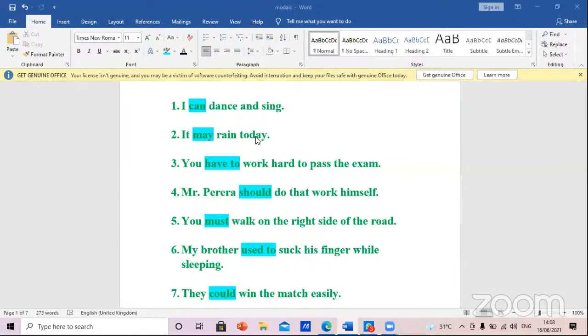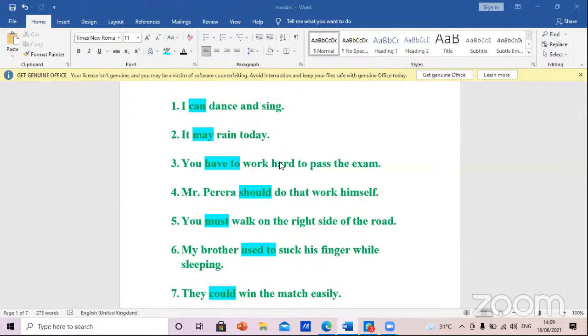It may rain today. If you can observe lots of dark clouds in the sky, then you may tell, it may rain today. Elderly people look at the sky and say it will rain today. We use this may to express that there is a possibility, it may rain.